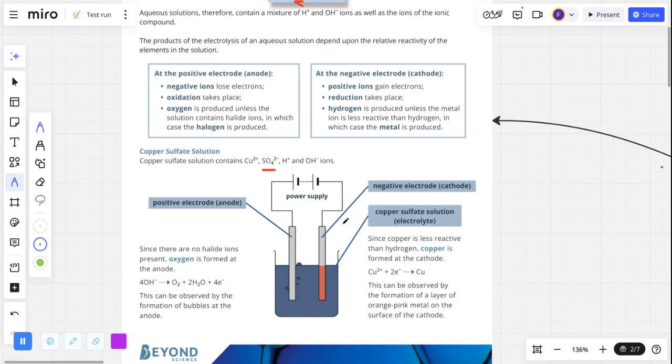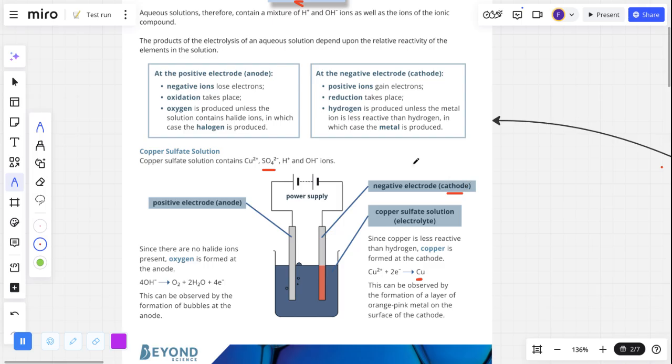In this case, we've got copper. Copper isn't as reactive as hydrogen. So you can look at the list of reactivity of metals, and there's hydrogen and carbon on it. Copper is below hydrogen, meaning copper will accept those electrons and form copper the metal. This will occur at the cathode.